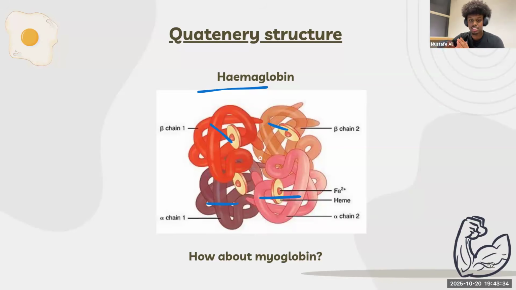Now, myoglobin is a tertiary structure, and the reason for this is because it has a single polypeptide. It doesn't have multiple polypeptides that come together.